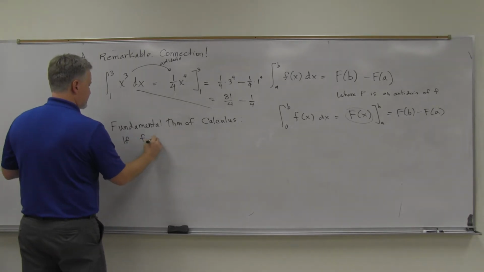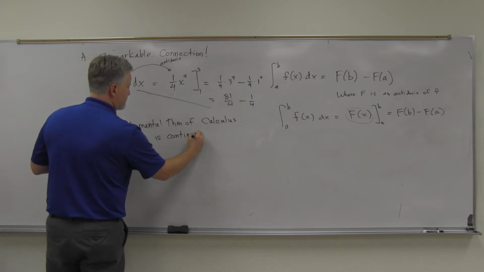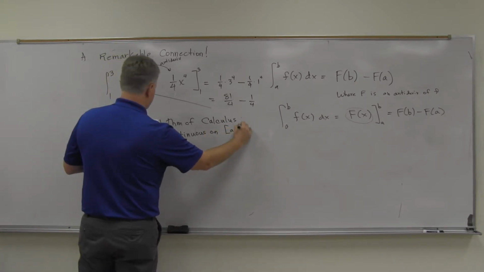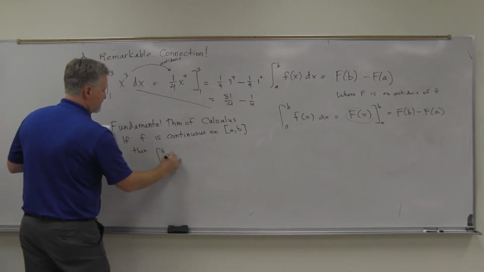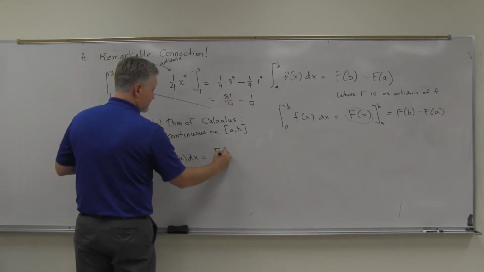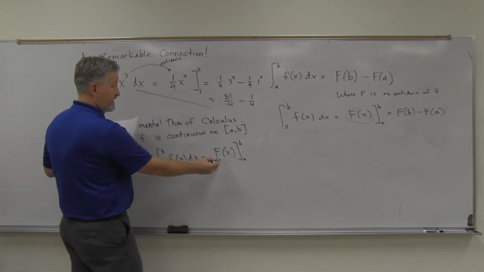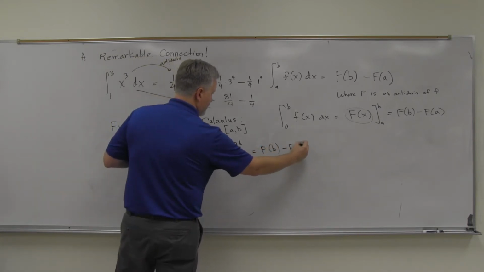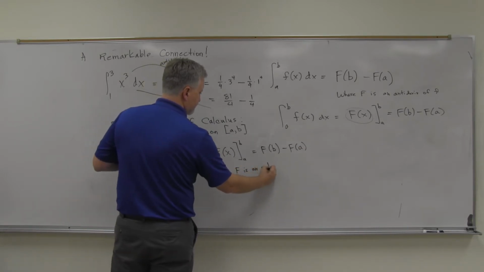Now there is a restriction. If f is continuous on [a, b], then the integral from a to b of f of x dx equals, and I'll use our little notation, I usually don't put this in, but it's equal to the antiderivative evaluated at b minus the antiderivative evaluated at a. Yeah, F is an antiderivative. F, big F.